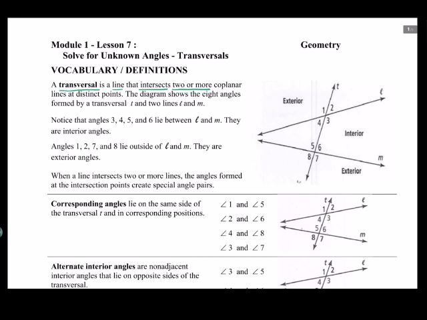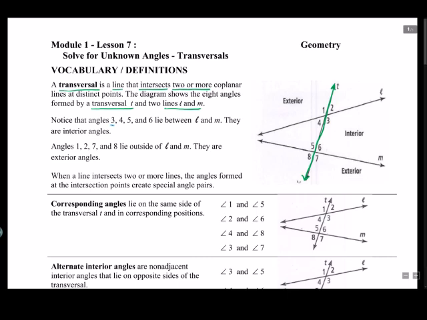Now if we look at our diagram over here, our transversal T, and I like to make my transversals green, you can see that when it intersects line L and line M, that it forms 8 angles. So transversal T intersects lines L and M.